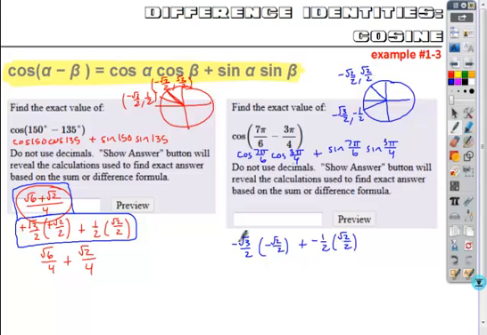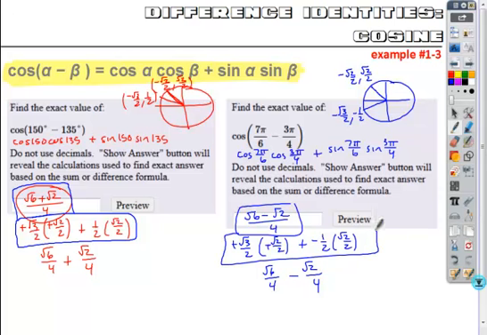Once you simplify this, a negative times a negative is a positive. We get root 6 over 4 minus root 2 over 4. So we combine these into root 6 minus root 2 all over 4, and that would be our solution. Again, either of these forms entered in that field will be okay.